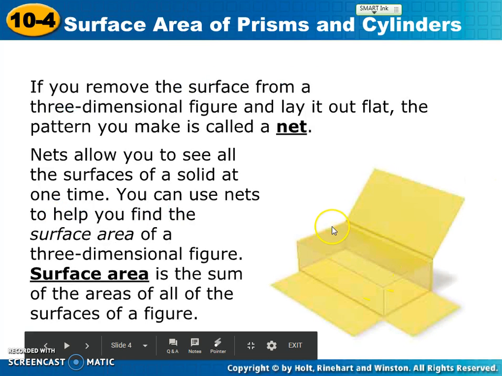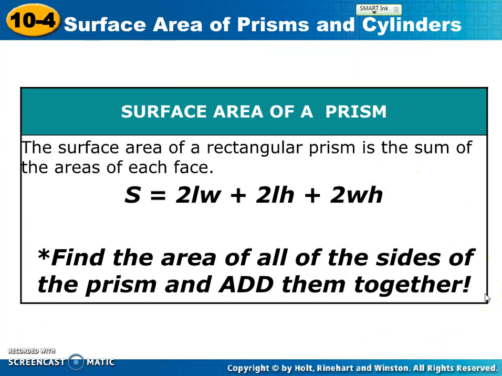Okay, so this is a rectangular prism, and if you lay it down flat, so you can kind of see the sides are starting to fall down, the top one flaps up, that is called a net. Okay, and so to find the surface area of a prism, it can be any kind of prism, rectangular prism, triangular prism, hexagonal prism, right? Mainly though, we're going to look at just the rectangular and the triangular prisms.